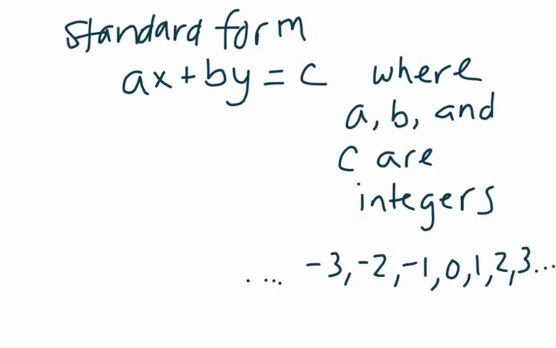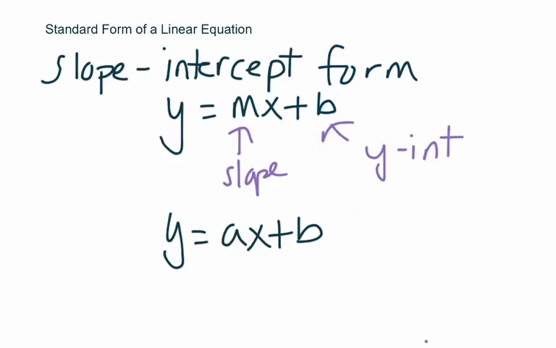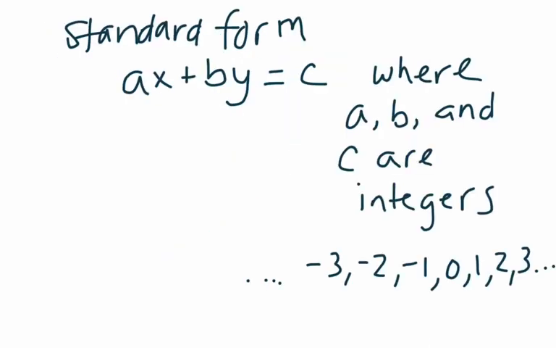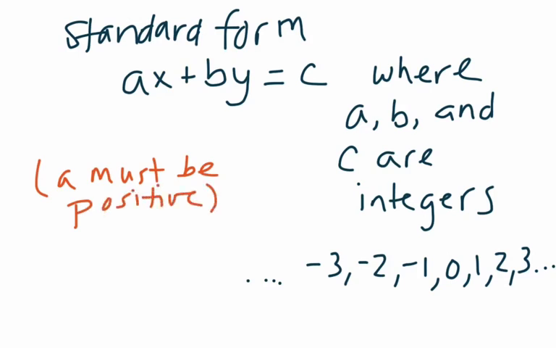Now, the B value here is not necessarily the same as the B value over here, okay? It's like a totally different form. Now, I have also taught from curricula that say that, we'll put this in parentheses, A must be positive, okay? So they won't let you leave this number right there as a negative number.